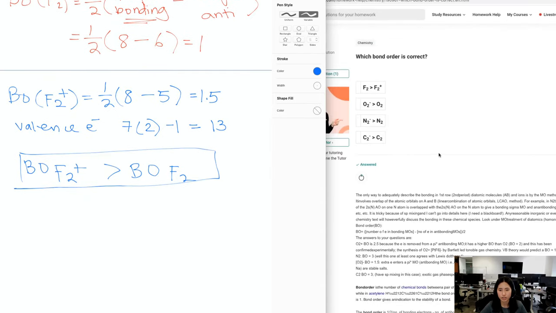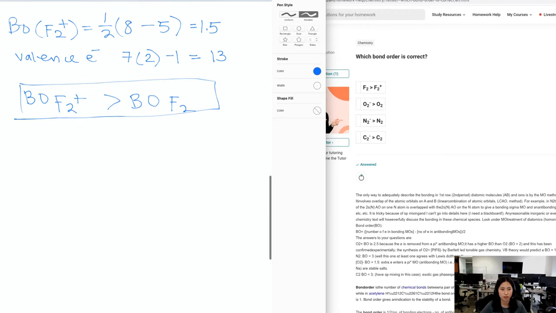Okay, so we just have to go through this for oxygen, nitrogen, and carbon. I know this is a lot because this is really a long question.